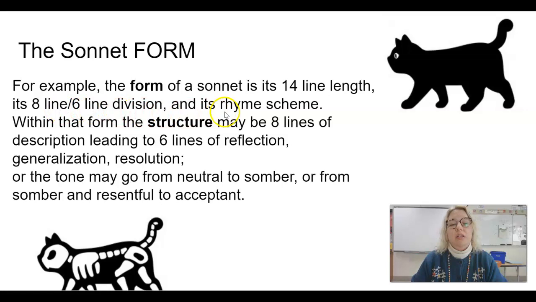For example, if the form of a sonnet is that it's 14 lines long, that it has an 8-line, 6-line division, its rhyme scheme also might fit there. Within that form, though, the structure may be 8 lines of description. That's what the 8 lines are about. We have to read that. We have to go deeper inside to understand that. Leading to 6 lines of reflection, generalization, or resolution.